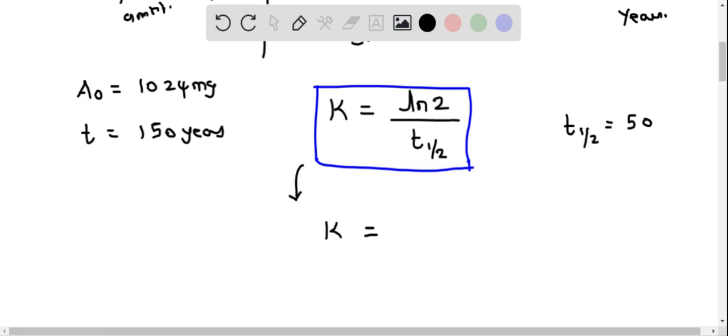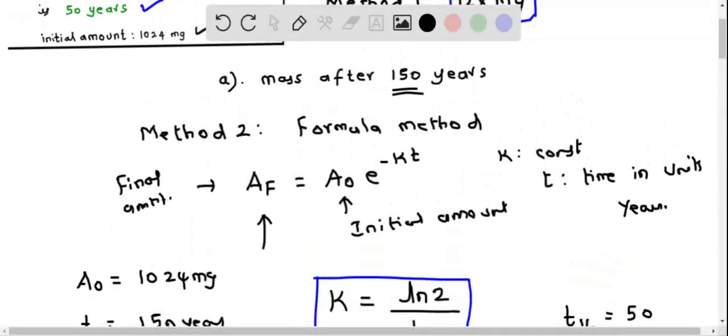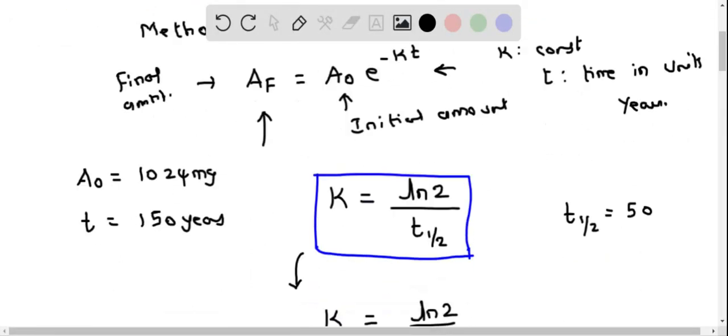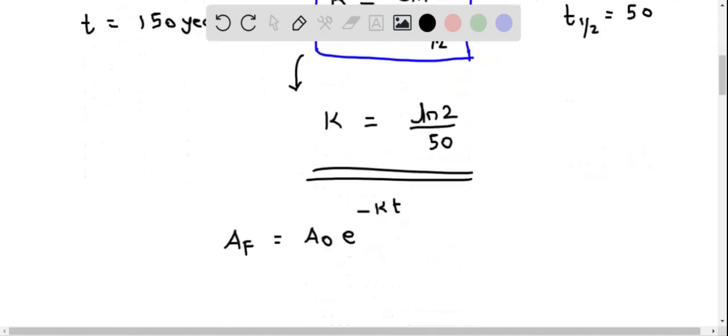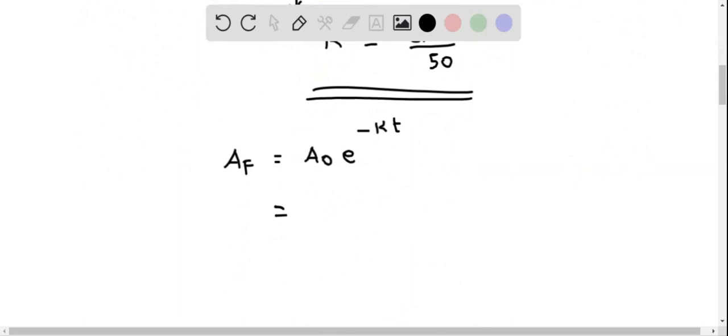So our first task is to determine the value of this constant k. So let's find the constant k. This is k equals natural logarithm of 2 divided by T half, which is 50. So we got the expression for k, which equals natural logarithm of 2 over 50. Now I'm going to utilize this formula and substitute all the values including the k. So let's write this equation. This is final amount equals initial amount times e raised to the power of negative kt. We know that initial amount is 1,024 milligrams.